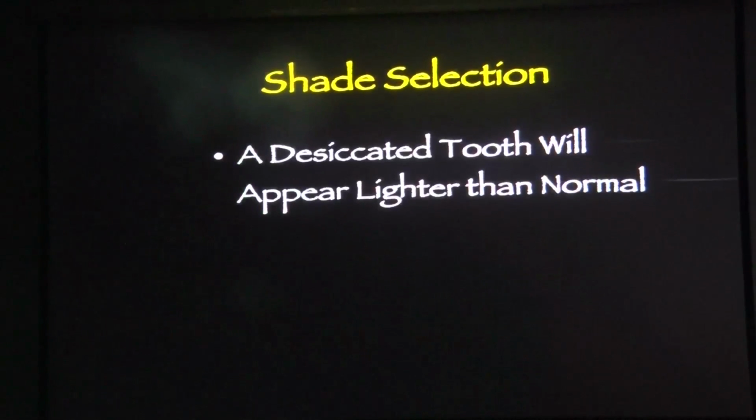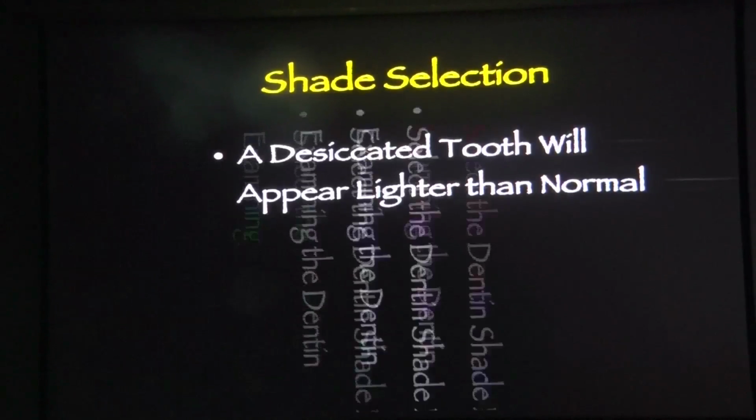Never dry a tooth. Please keep the tooth wet. Be very brief. Ask the patient to wet the tooth and then check the shade. A desiccated tooth will appear lighter than normal. The moment you dry the tooth with a 3-way syringe, the value will increase. And if the value increases, suddenly the restoration will look very off.